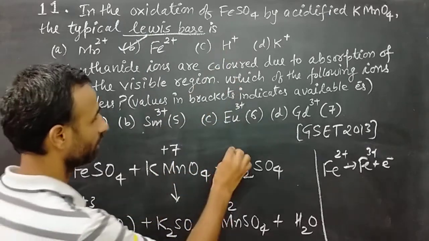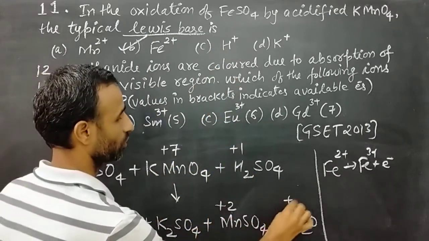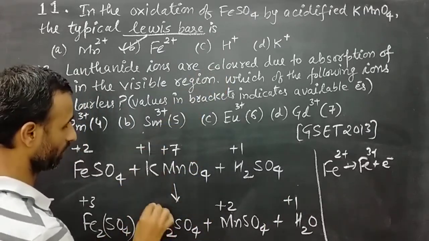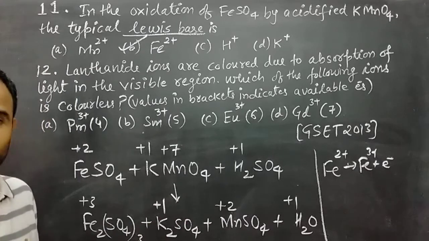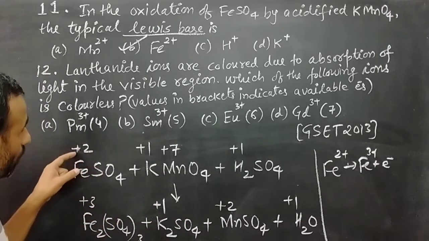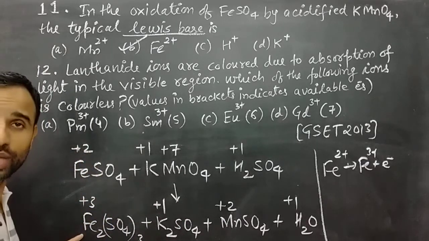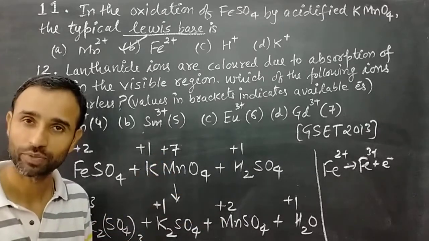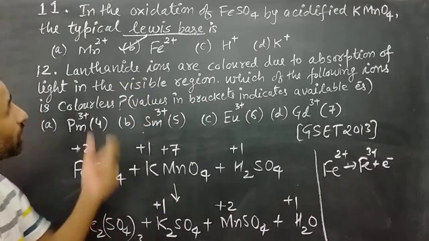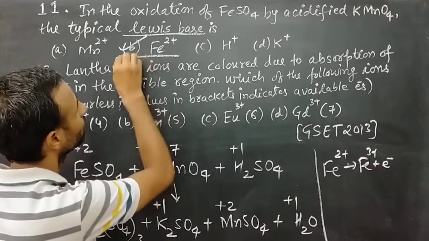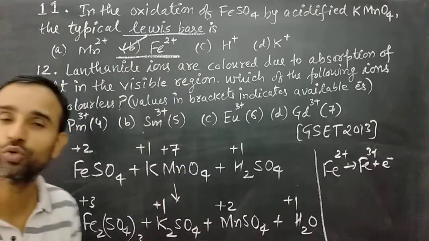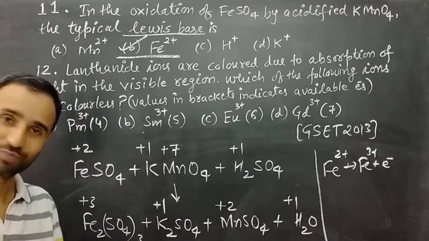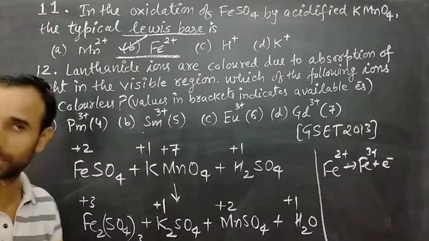Otherwise H+, here it is +1, here it is also +1. Potassium, here it is +1, again it is +1. That means there is a change in oxidation number of Fe2+ to Fe3+. Mn changes from +7 to +2. Okay, so it is only Fe2+ which loses an electron to give Fe3+, right? So the right option is B.